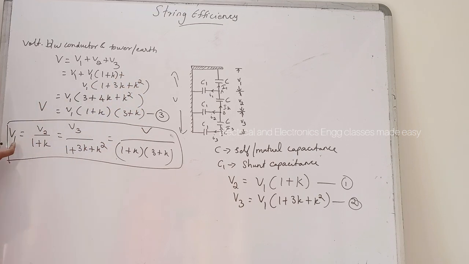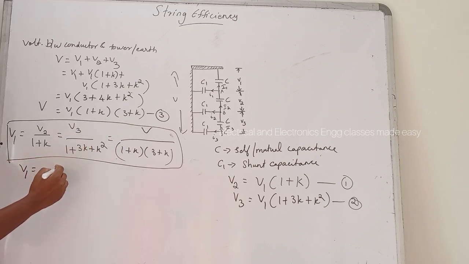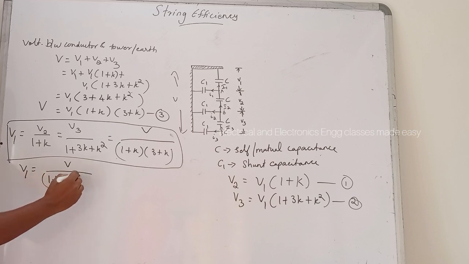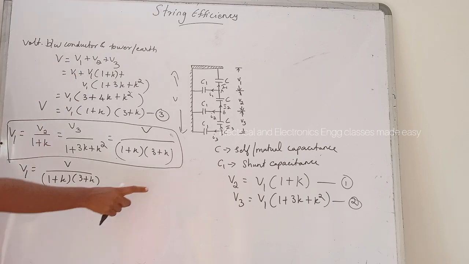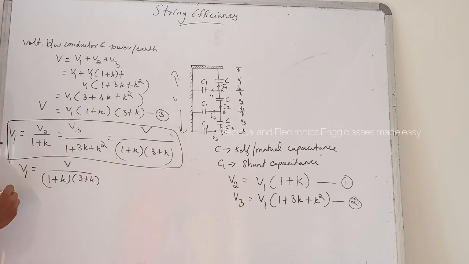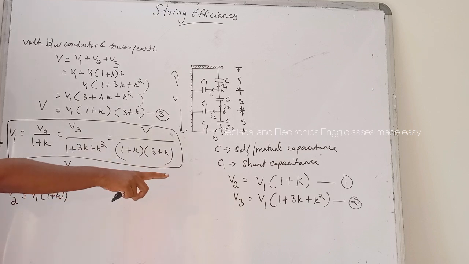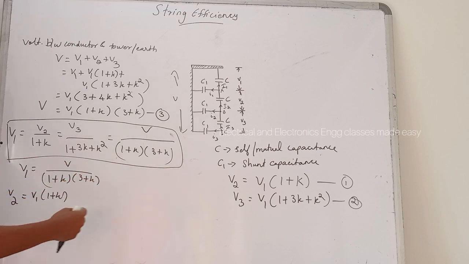So from this we can write V1 is equal to V divided by 1 plus K into 3 plus K, where V1 is the voltage across the top unit. Also V2 is equal to V1 into 1 plus K, and V3 is equal to V1 into 1 plus 3K plus K square.